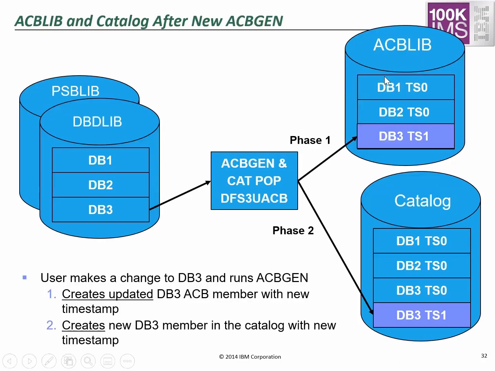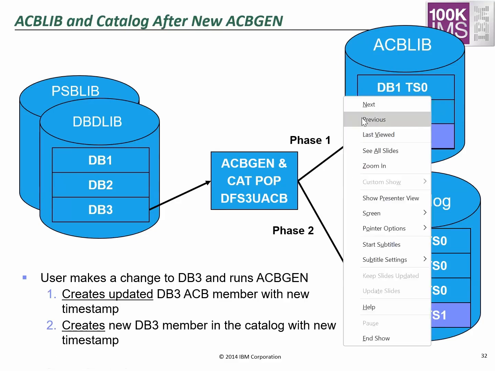So here's an example where I've got an ACB library. It's got three databases in it, DB1, 2, and 3. And the databases, when they were genned in, have a timestamp 0, and database 3 has a timestamp of 0. Whoops, wait, hang on, what happened? Yeah, let me go back.